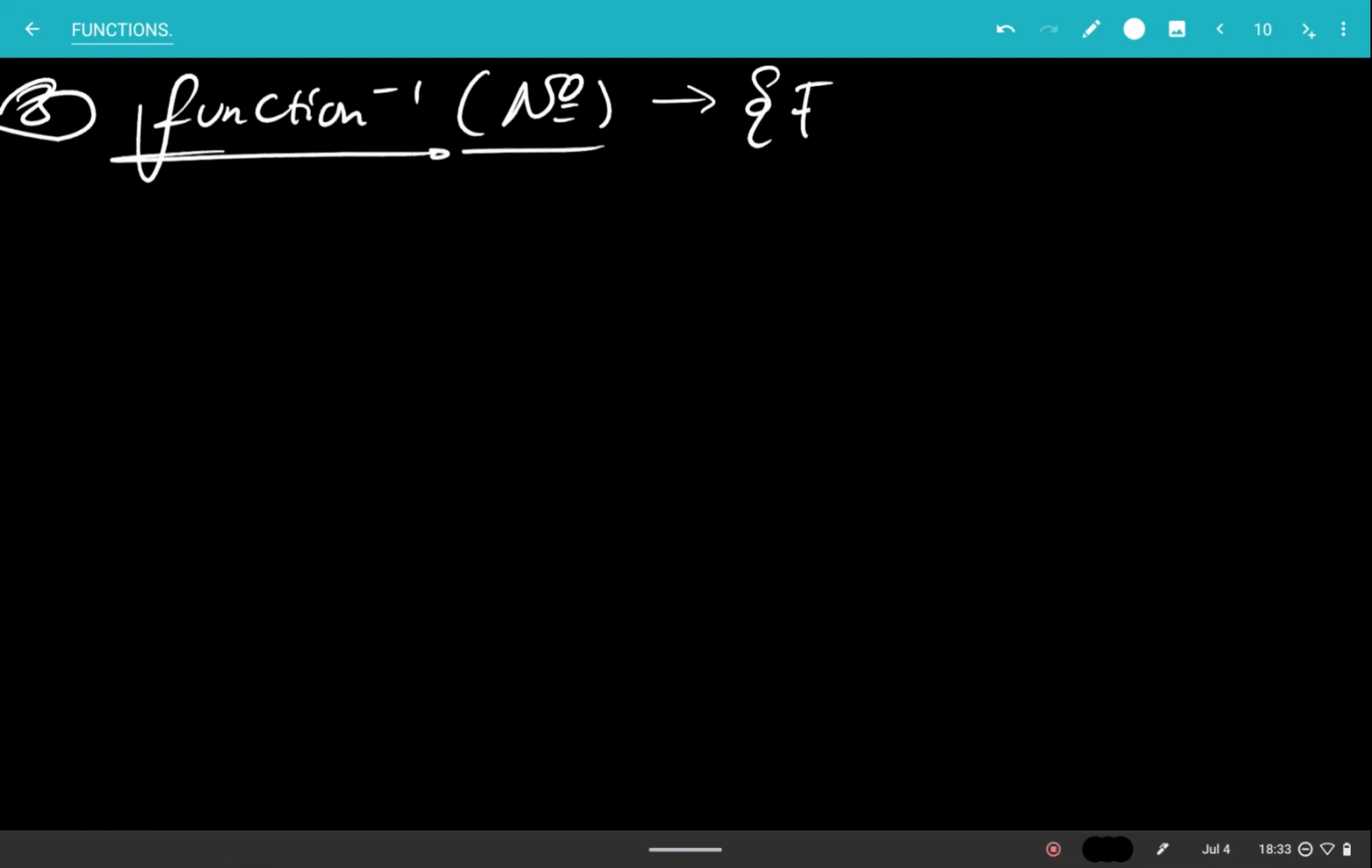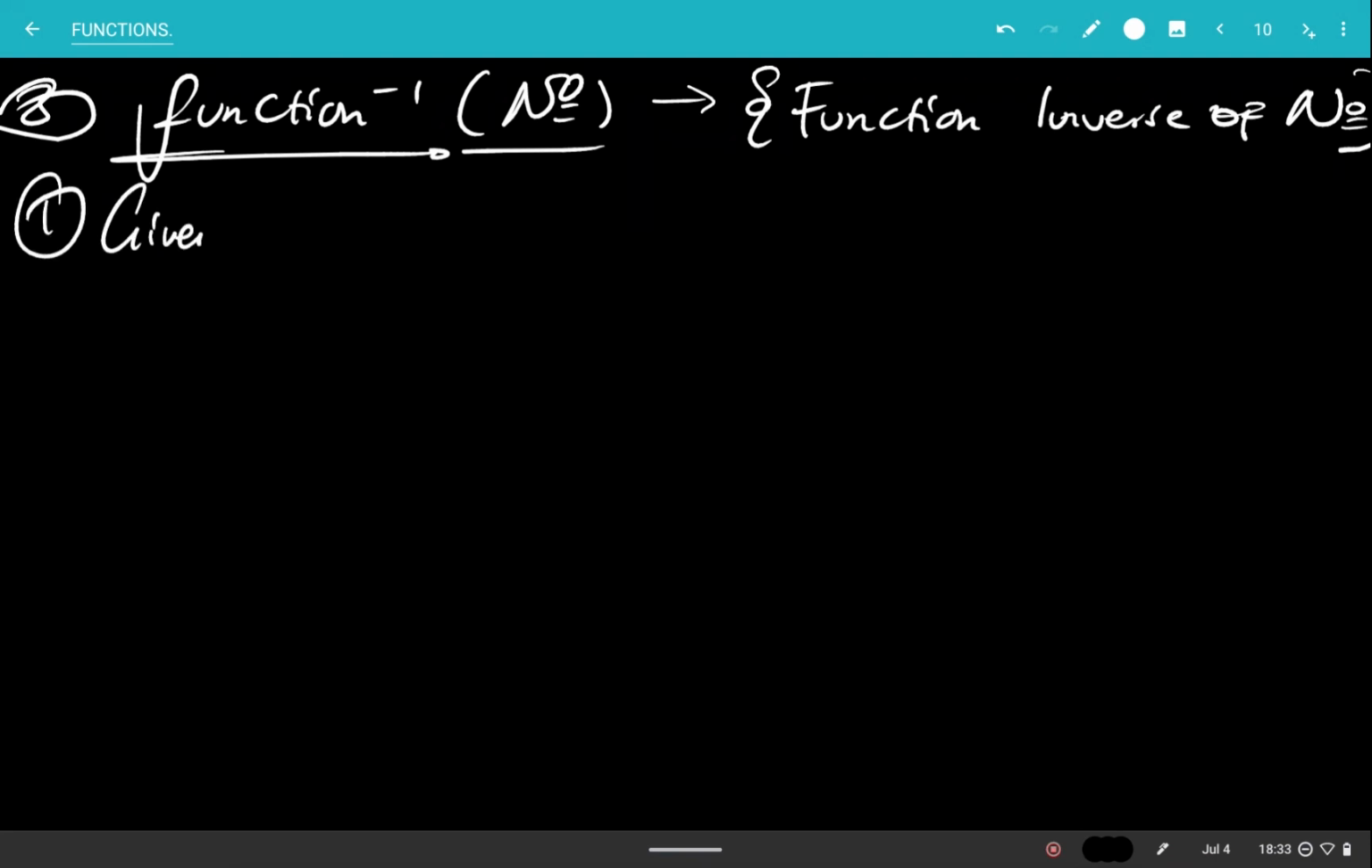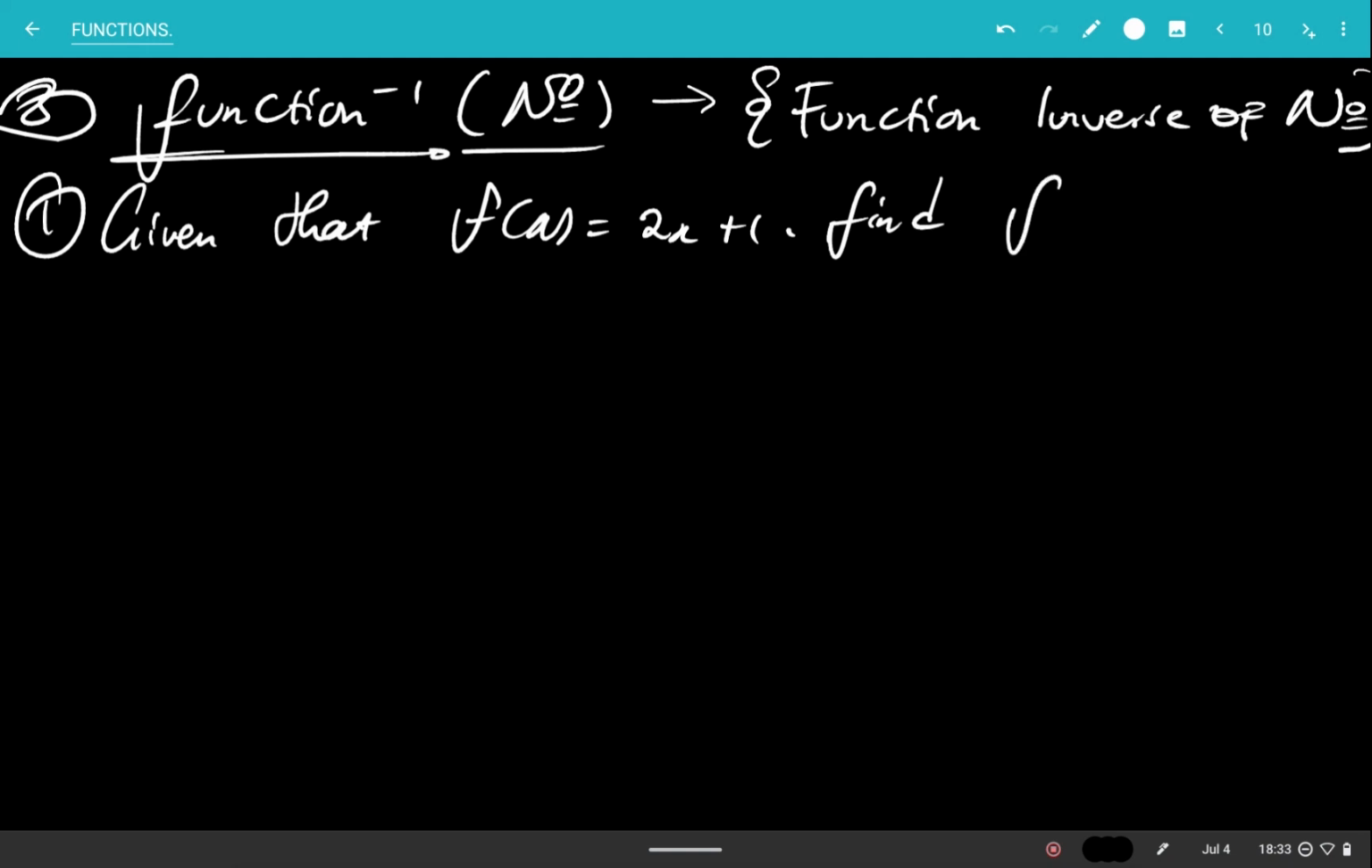Okay, so we're looking for the function inverse of a number, like that. Alright, so let's also understand this with an example. You might have an example where I would say, given that f of x is equal to 2x plus 1, say you've been asked to find f inverse of 2.